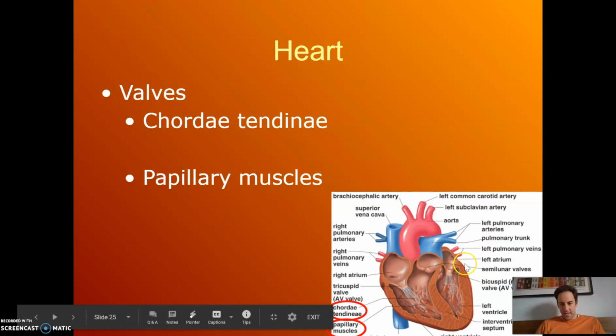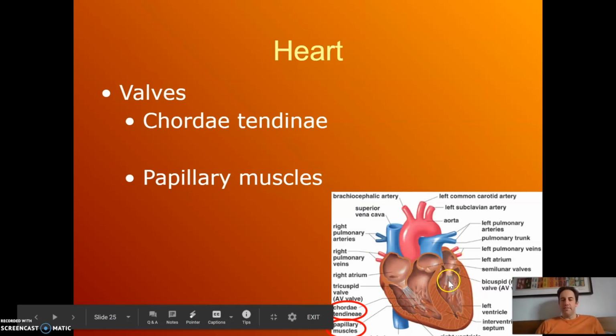Now, you'll notice that there's a little difference in structure between the atrioventricular valves and the semilunar valves. The atrioventricular valves have these weird little white flappy things on them. These white cords are called chordae tendineae, and they basically anchor and reinforce that valve. They attach to what are called papillary muscles on the inside of the heart, and they reinforce that. The reason why they're needed is because they go between the ventricle and the atrium.